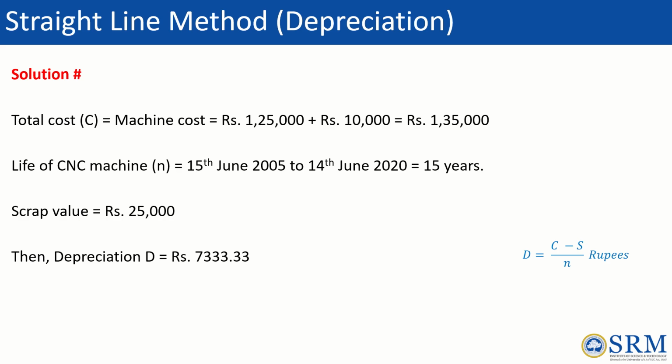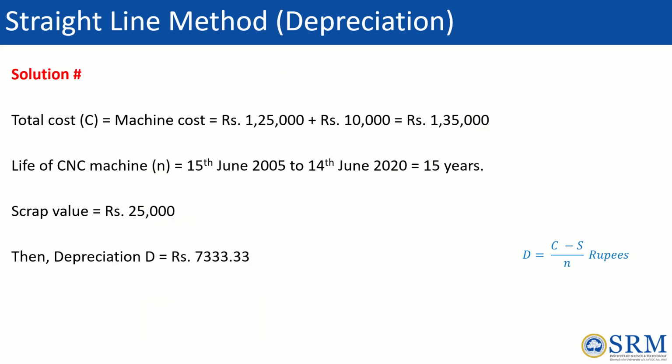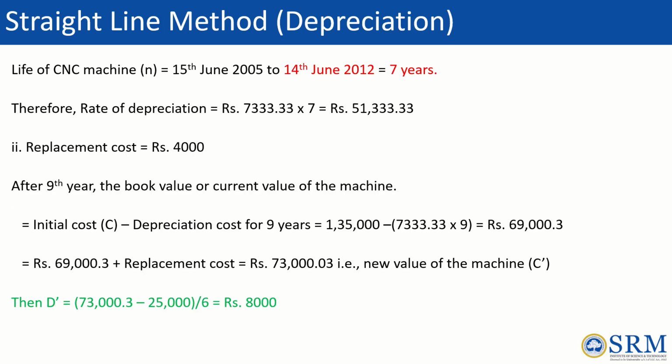So to find the accumulated depreciation fund by June 14th, 2012, we count the elapsed time, which is exactly this much. Okay, so 7 years. Therefore, the rate of depreciation will be 7333.33 into 7. So that is rupees 51,333.33. So now coming to the second part of this problem, replacement cost.